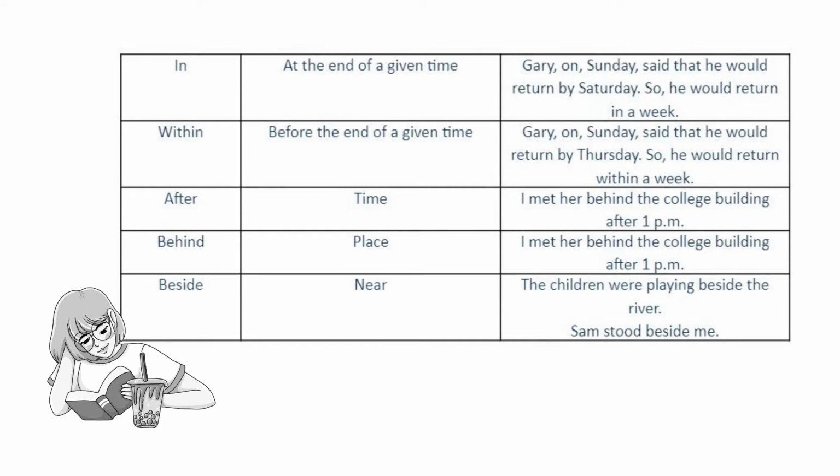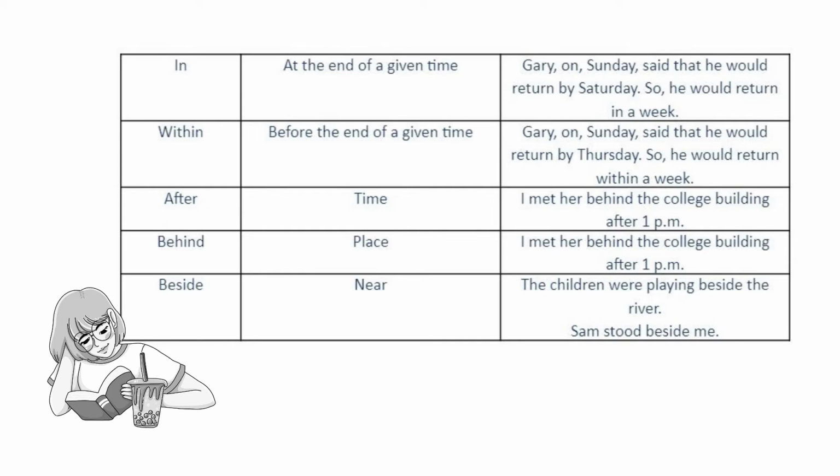Moving towards the next preposition, after, it shows the time. Seeing the example, I met her behind the college building after 1 p.m. Here, after 1 p.m. shows the time of meeting her. The next is behind. Behind shows the place. Taking the same example, I met her behind the college building after 1 p.m. Here, the word behind is used to show the place or say the direction.